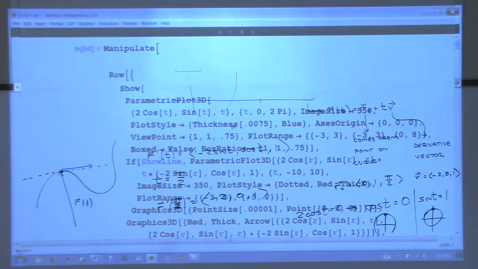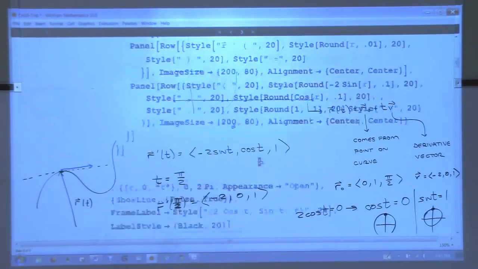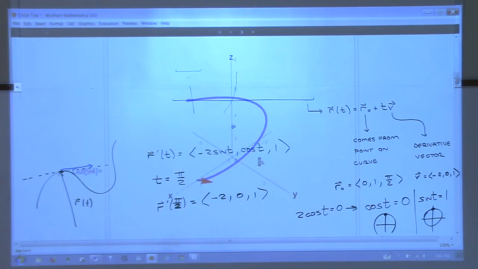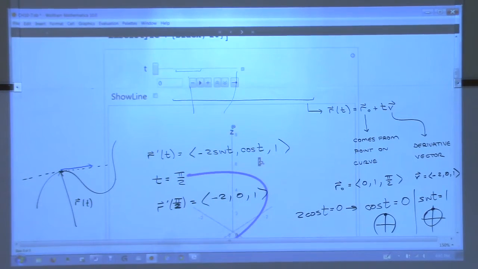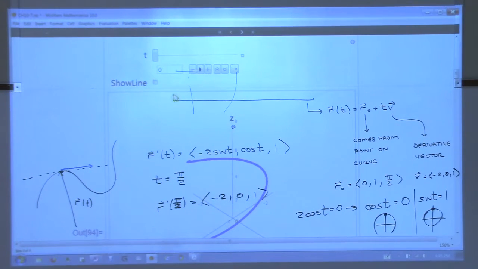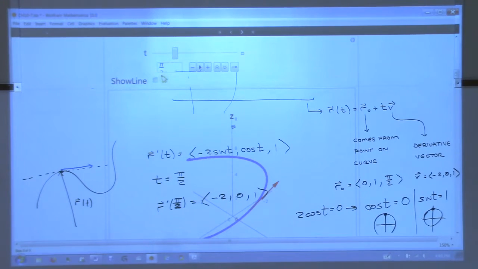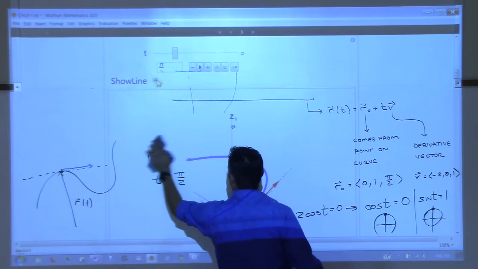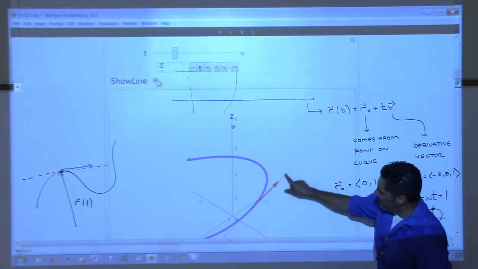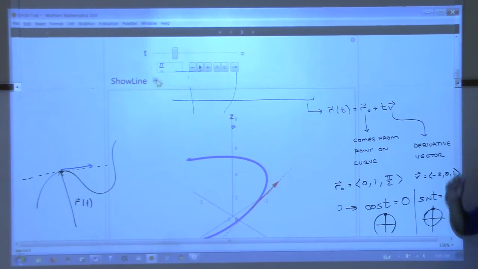All right. So what we just did was that was the curve, okay? And we went to pi over 2. And we found the equation of that dotted line.